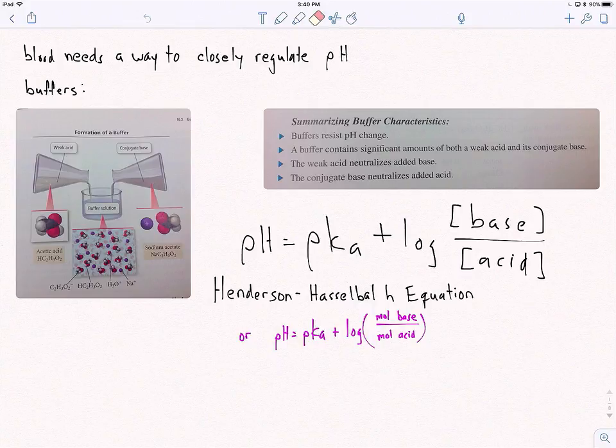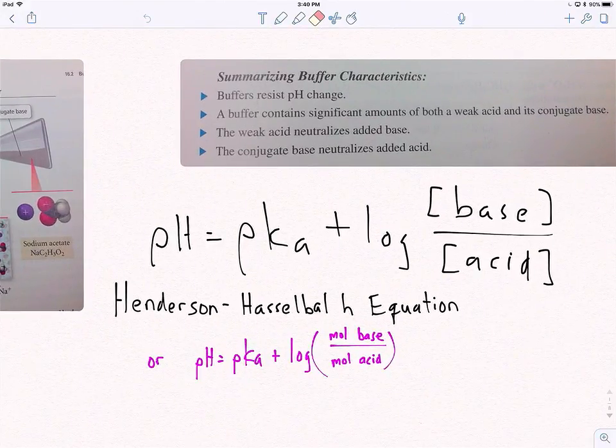Anyway, you'll see this equation again and again and again, especially in bio classes. The top one is the concentration of base over the concentration of acid. Concentration is moles per liter, so you can get rid of the liters on both, and have moles of base over moles of acid. That works fine too. Sometimes it's easier to do it that way.